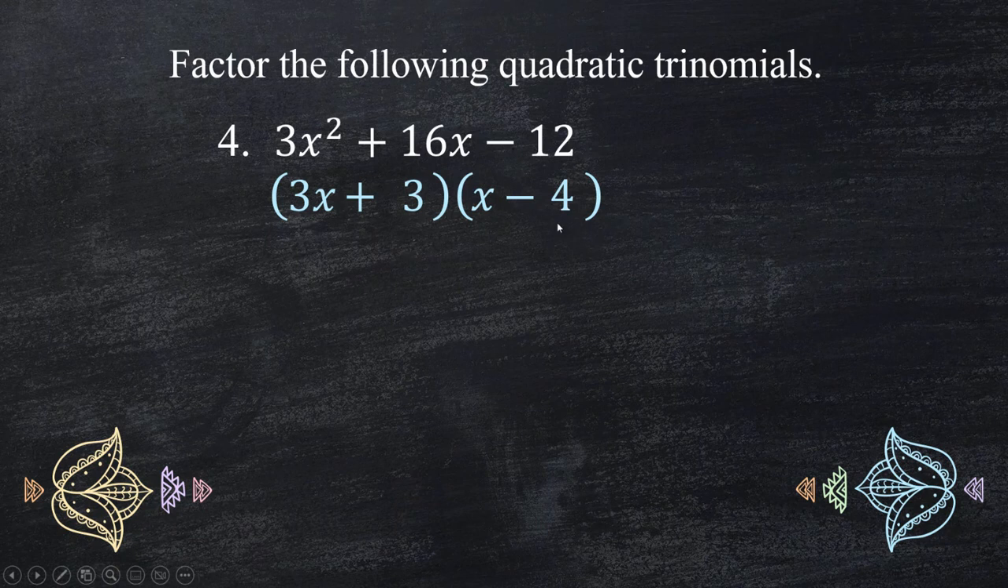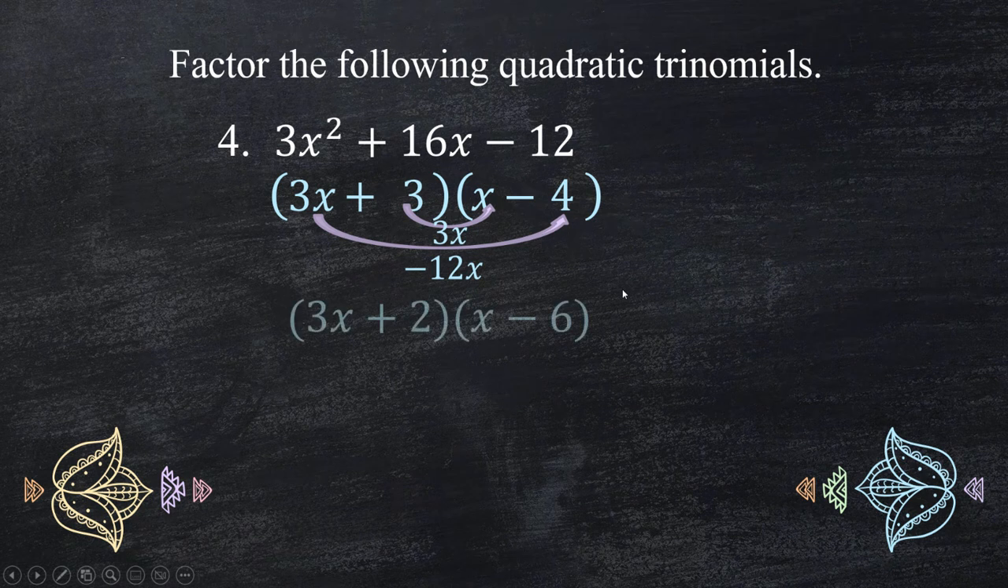Now we need to find my products and check. Okay, 3x times negative 4 is negative 12x. And 3 times x is 3x. Well, negative 12x plus 3x is not positive 16x. So now we're going to have to redo this. Okay, so my next guess, I did 3x plus 2 and x minus 6.